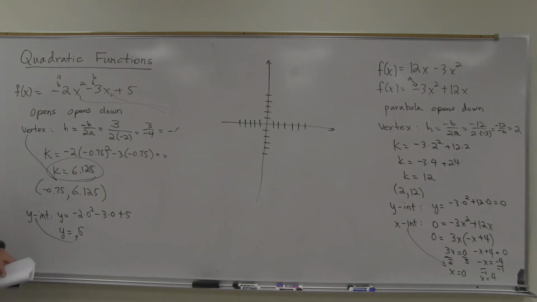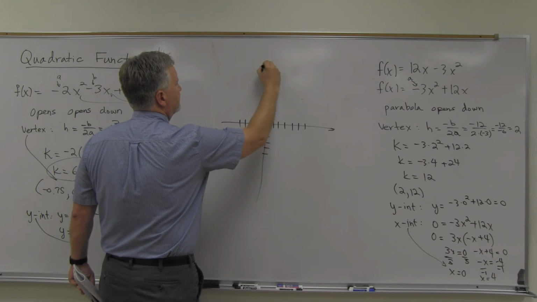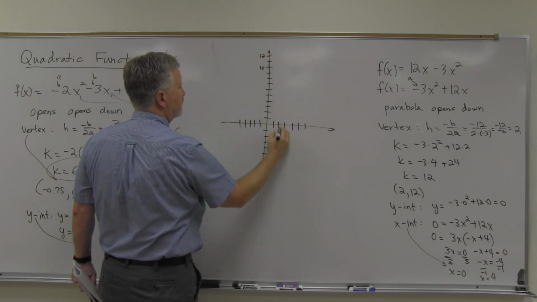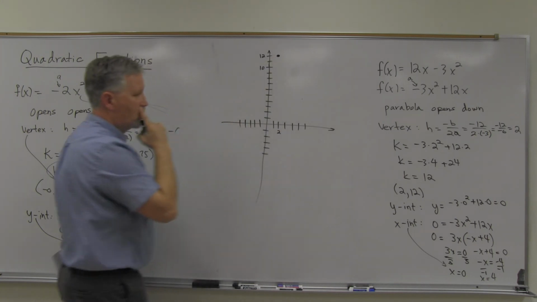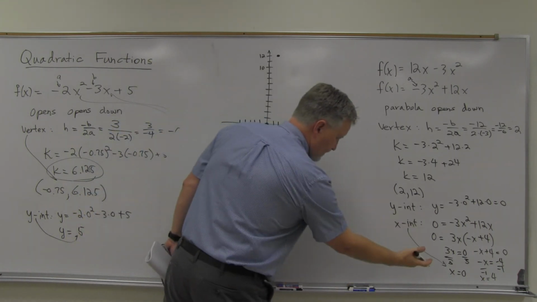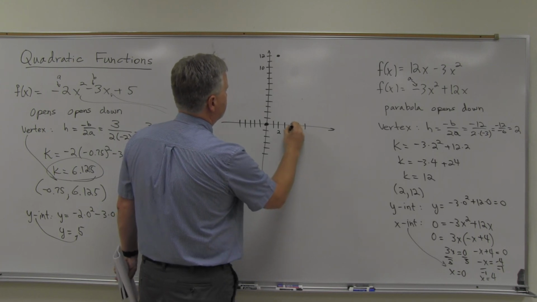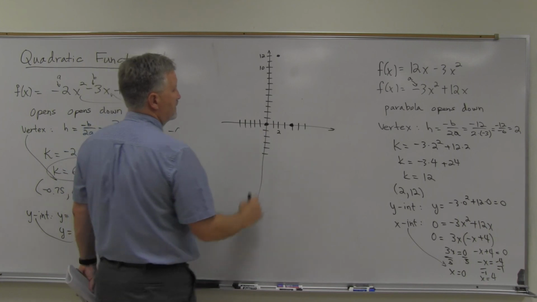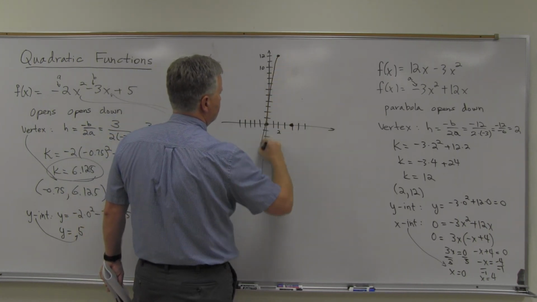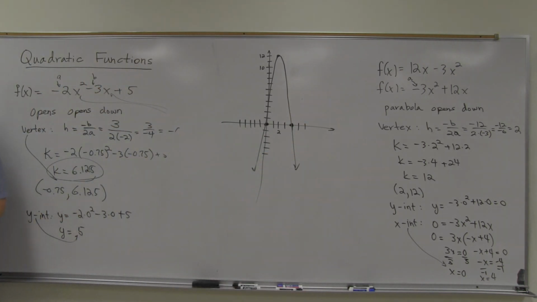Let's graph this thing. Graph opens down. Vertex is 2, 12. The y-intercept is way down here at 0, 0. And then the x-intercept, of course, we've got an x-intercept of 0, but we also have one at positive 4. There's your parabola. Good? Is that okay? We could leave it for a second though. I will leave it for a second.